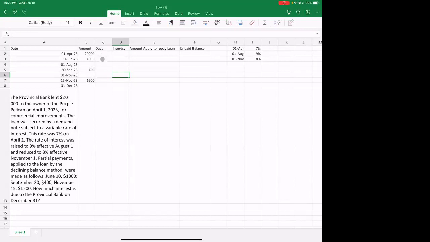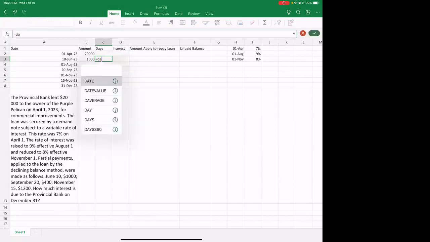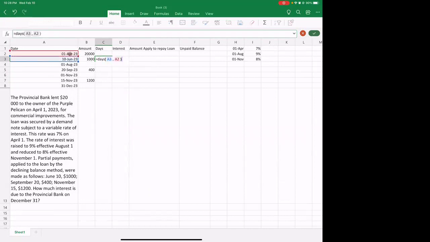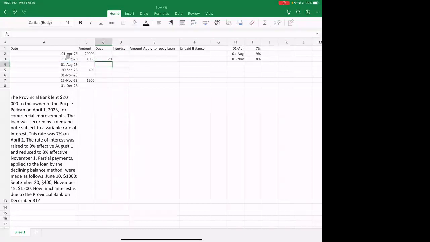After that, let's calculate the days between April 1st and June 10th using days. So the end date, comma, begin date. So there are 70 days between April 1st and June 10th.